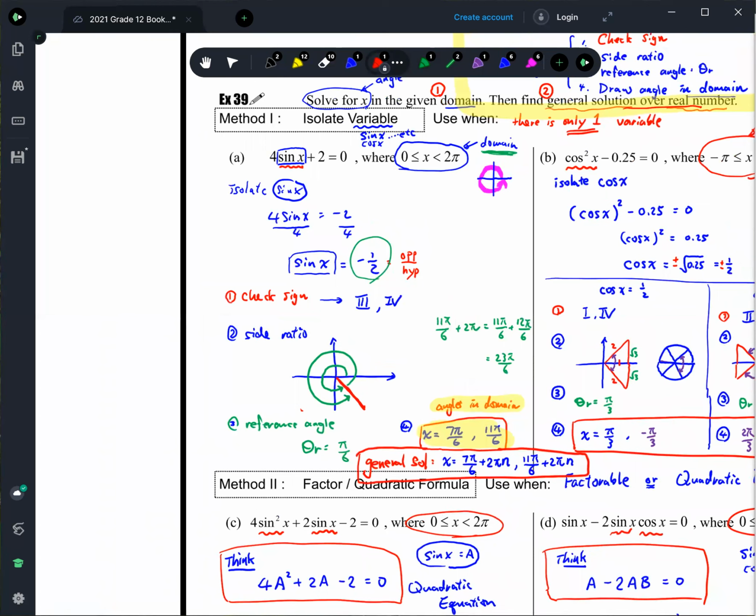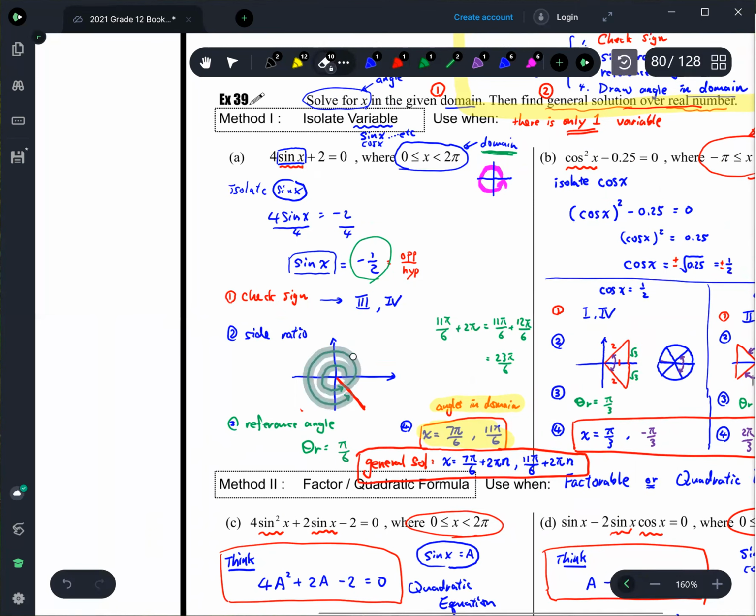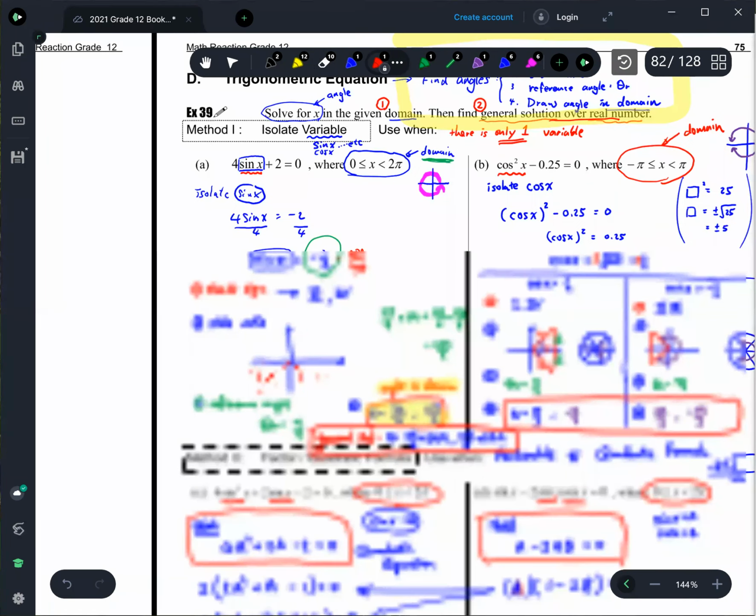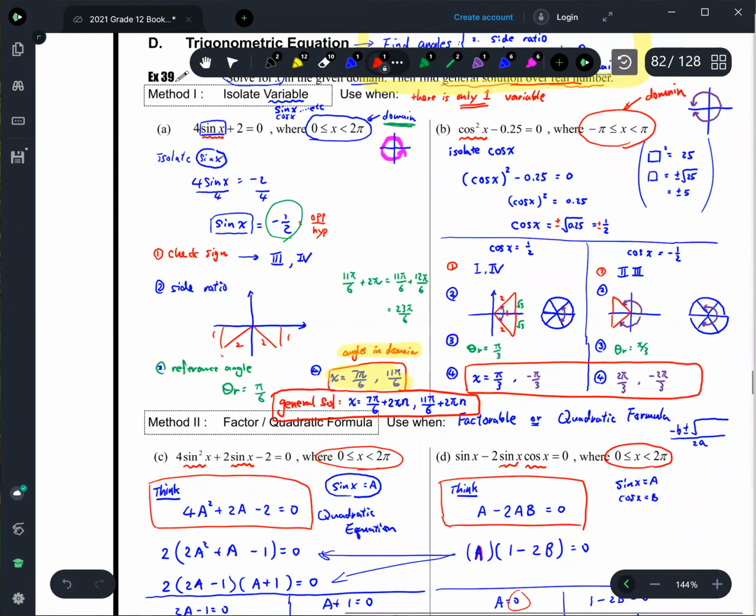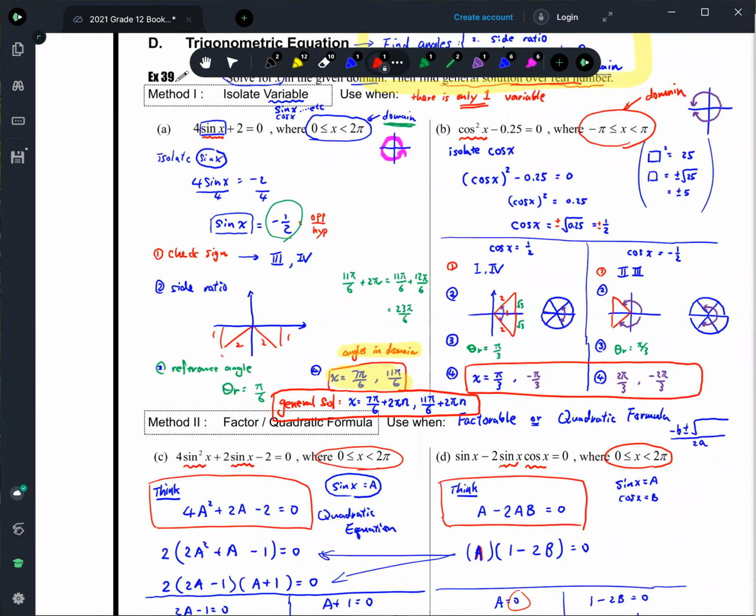So you always add 2 pi n to represent all the answers there. I'll put the original picture back. Opposite, hypotenuse, opposite. Any questions so far on getting the general solutions?